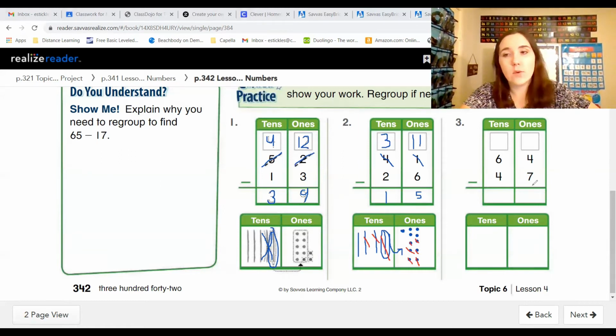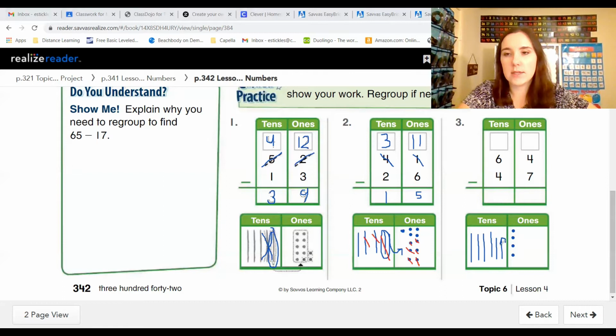Number 3 is 64 minus 47. So first let's draw out 64 in place value blocks. 1 ten, 2 tens, 3 tens, 4 tens, 5 tens, 6 tens. And then there are 4 ones in 64. So 1, 2, 3, 4. Now let's see if we can do our subtraction. We have 4 ones and we want to take away 7. Do we have enough? Nope, so we need to regroup.